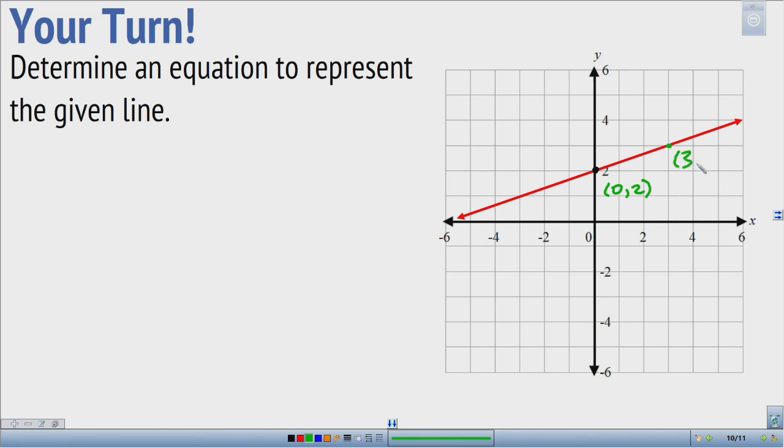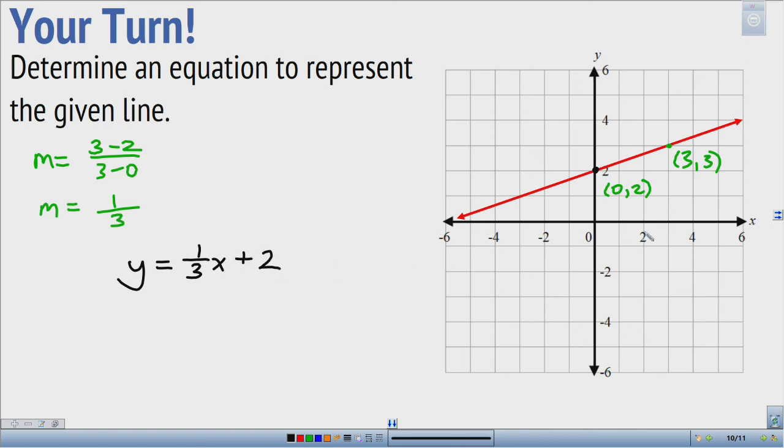That is 3, 3. So the slope is, remember, now I subtract the y numbers. So that's 3 minus 2. And then on the bottom, for the run, I do 3 take away 0. So I subtract the x numbers. So 3 take away 0. So the slope is 1 over 3, or 1/3. Our equation then is going to be y is equal to 1/3 x plus 2. Because the 2 is where our y-intercept is.